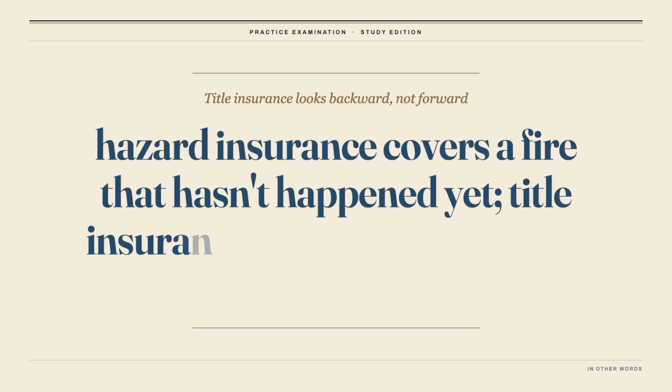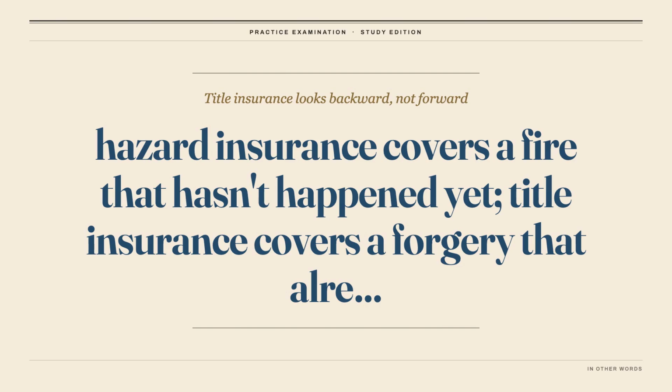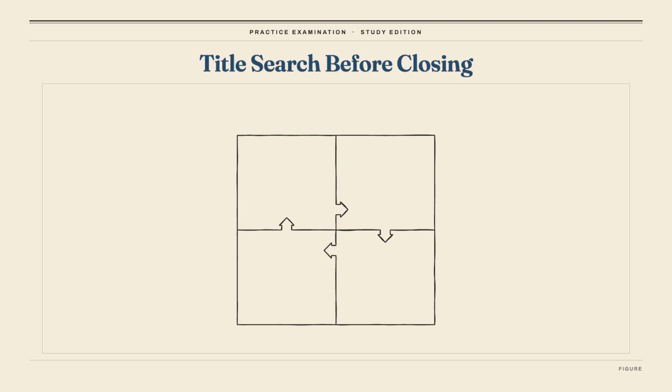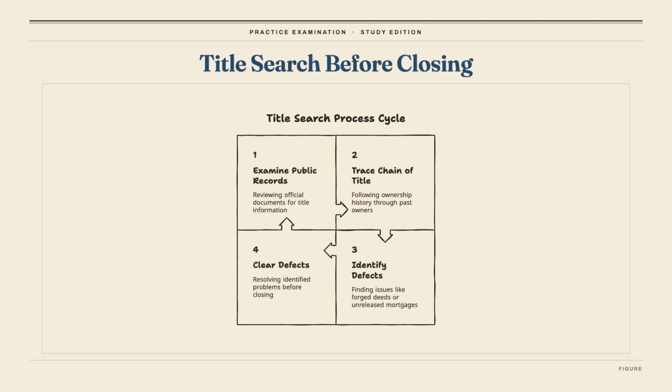This is what makes title insurance unlike every other policy in the transaction. Hazard insurance covers future events, but title insurance covers past events that already occurred and simply haven't been discovered yet, which is exactly why the premium is paid once at closing instead of every year. Before any policy is issued, the title company searches the record and traces the chain of title, clearing problems it can find. The policy itself only covers what that search missed, or what the record could never reveal in the first place.